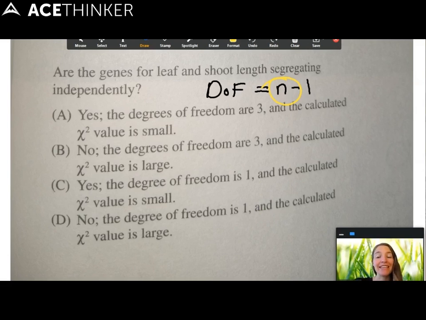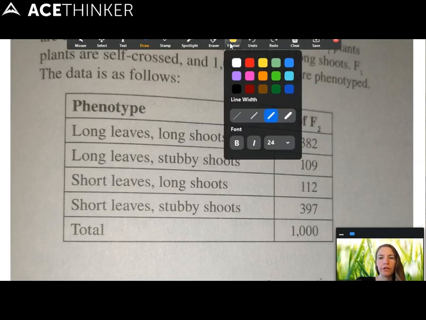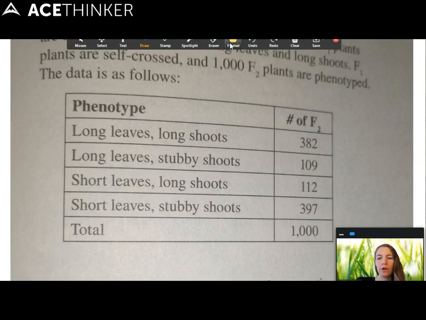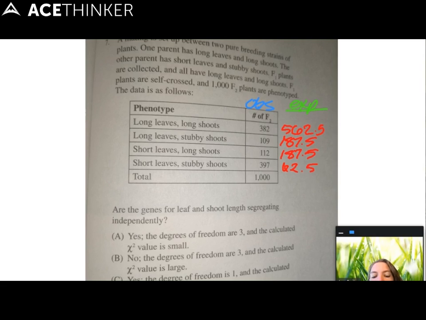In this case, it's all the possible phenotypes. How many do we have in our table? Let's see, 1, 2, 3, 4. Okay, so n minus 1 equals 4 minus 1. So our degree of freedom equals 3. Hey, what do you know? So automatically we can come down here and eliminate 2 of the answers.